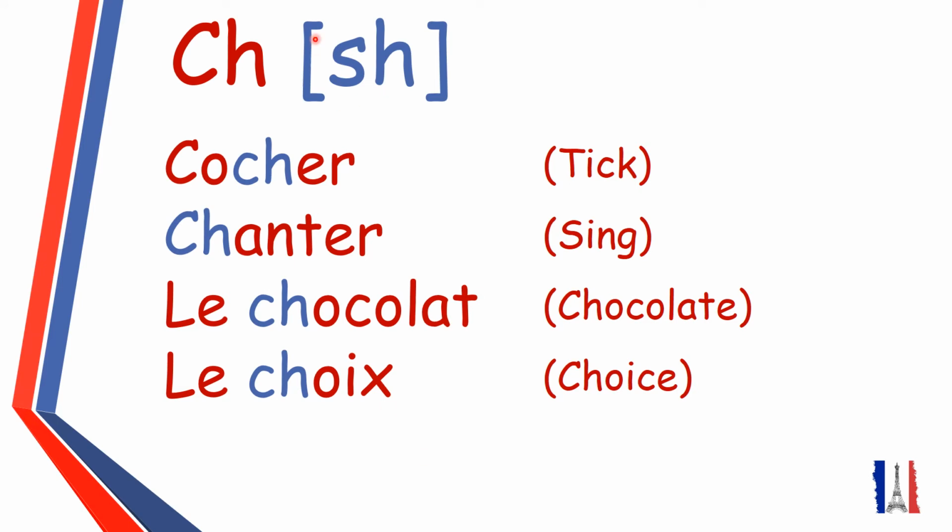Sh sound. In French, the ch sound as in English does not exist. So many students, when they are beginning to learn, often say coche, chante. It doesn't exist in French. It always gives this sound: sh. Cocher, chanter, le chocolat, le choix.